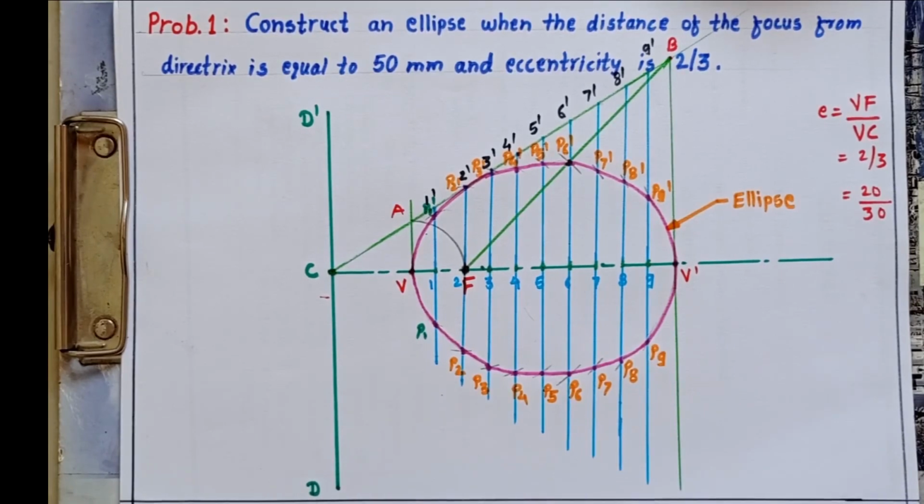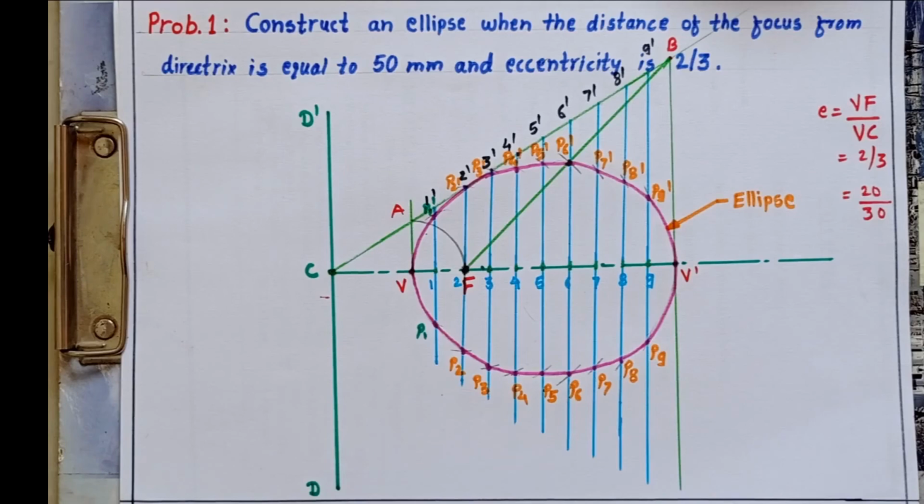It is given that the distance of the focus from the directrix, which means we have to construct the ellipse by means of the directrix focus method. So this is the complete solution we obtained for the given problem statement. So that's it for this session.